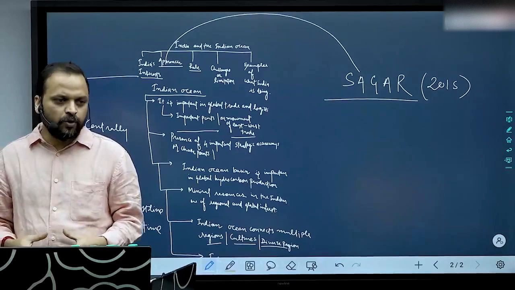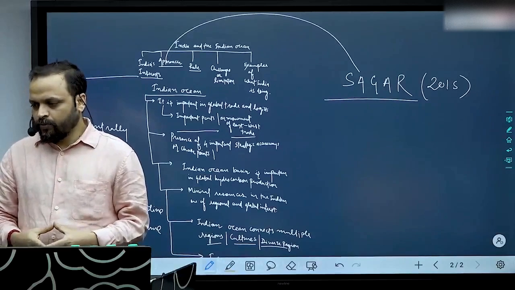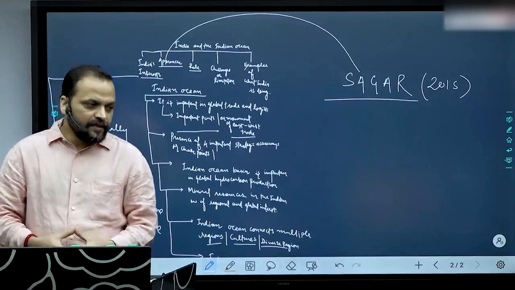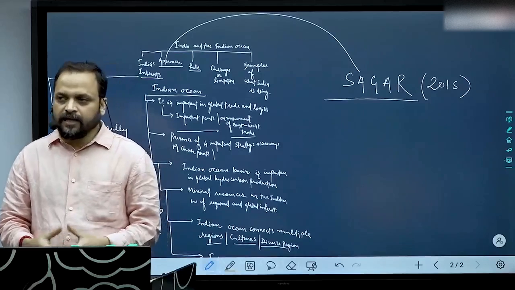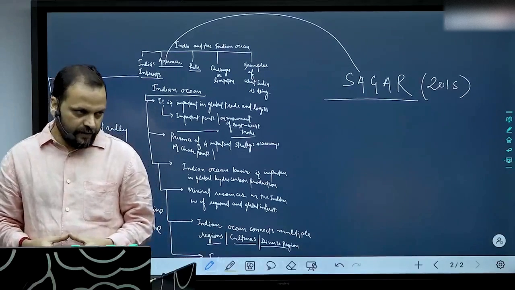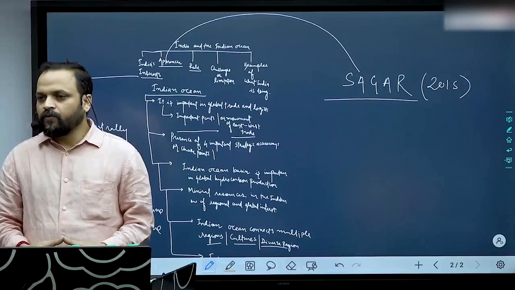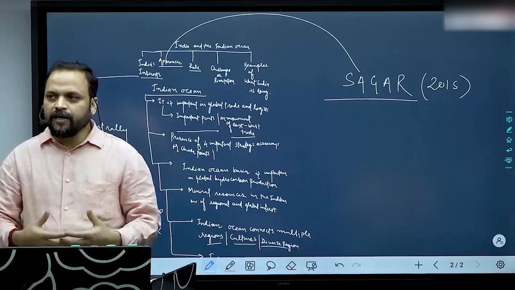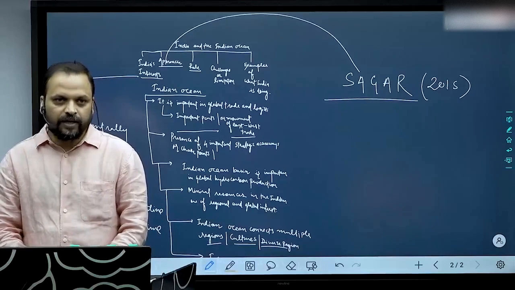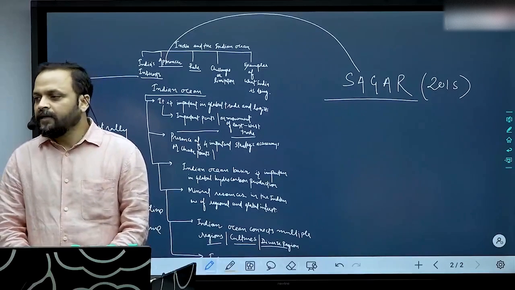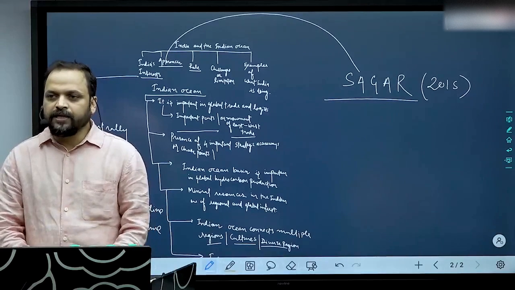Then in the post-Cold War period, what happened? In the post-Cold War period, you will see that there is generally an opening up of India, which you call LPG. So when you are opening up, what would happen? You would automatically become outward oriented. Your trade increases, your energy imports increase.